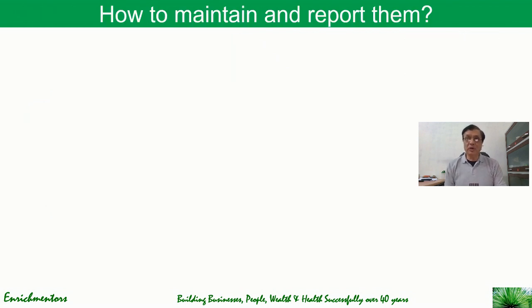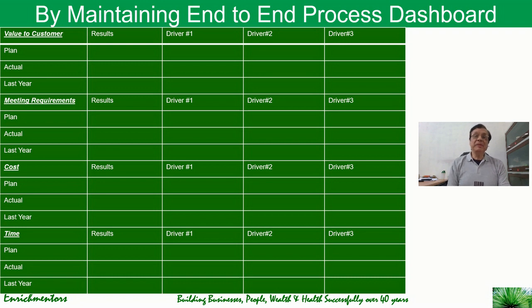So how to maintain and report them? If these are the four matrices that we talked about, the value delivered to the client, how many times have we met the requirement, the cost and time taken, how do we maintain and report them? Any thoughts on that? As I see, the best way to maintain this would be by maintaining an end-to-end process dashboard.